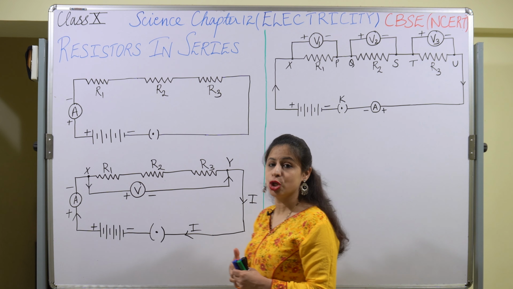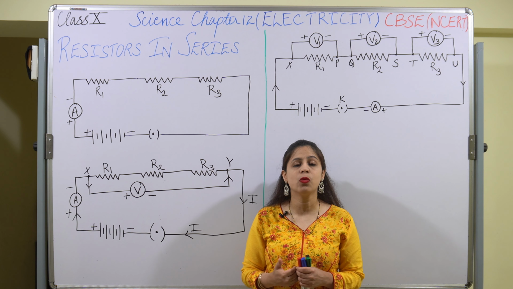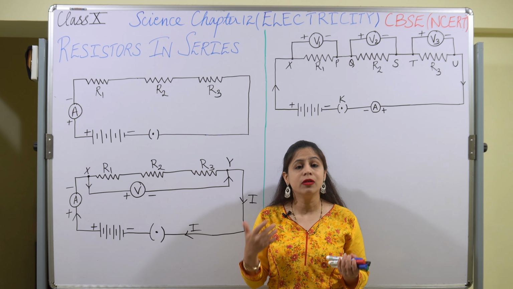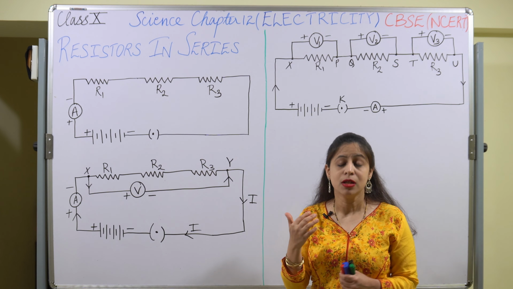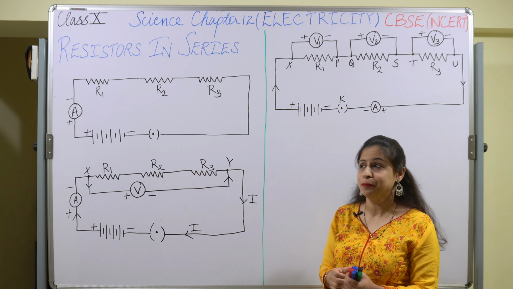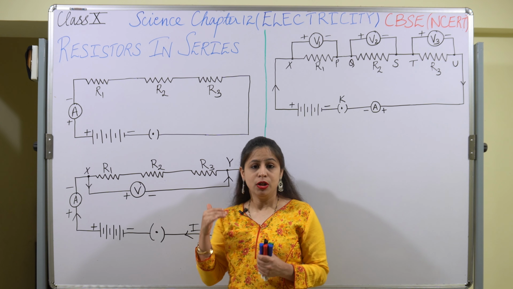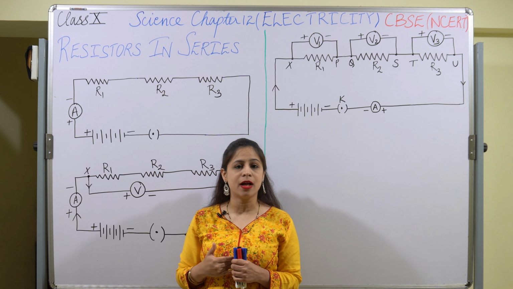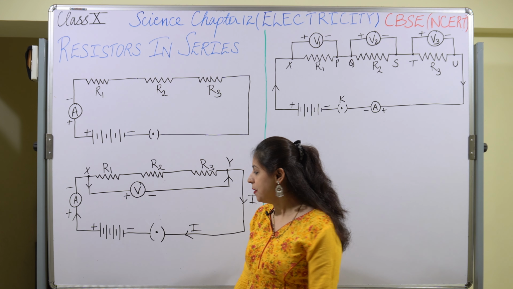So in series connection, what is the equivalent value? Today we will be finding out the equivalent value, and what happens to the current and the voltage readings in a circuit having resistors in series connection. For this analysis, an activity is given in the NCERT book. Let us recall that activity.